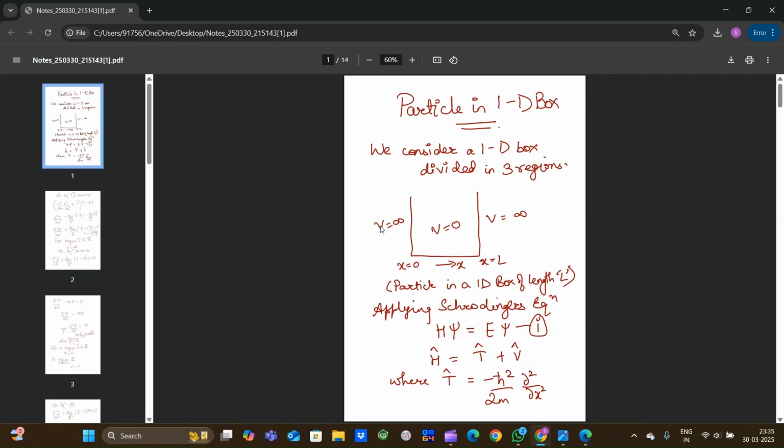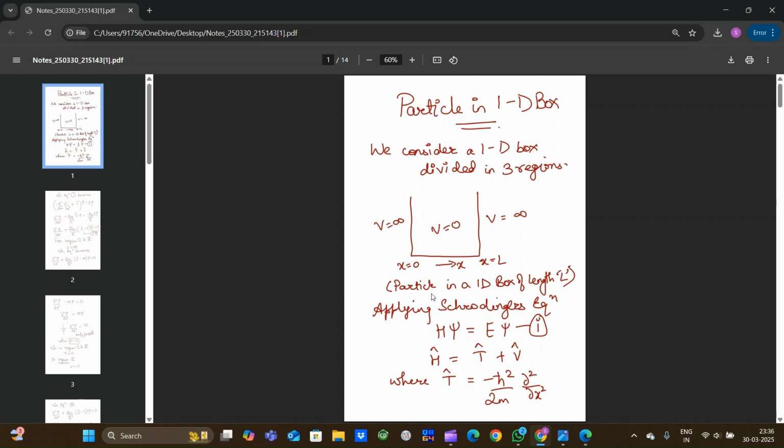In the first region, your potential energy is equal to infinity, and in the second region, your potential energy is equal to zero, and in the third region, that is again outside the box, your potential energy is equal to infinity. We will also apply some boundary conditions, that is x equals 0 and x equals L. At these boundary conditions, your wave function will be 0.